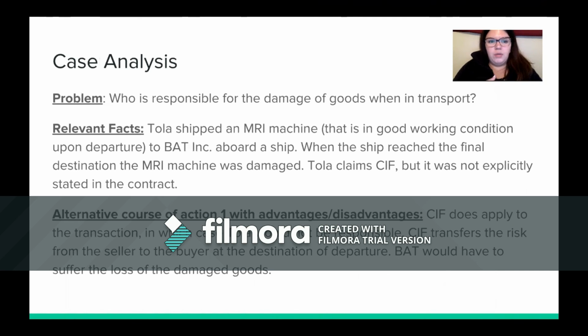But the case. So the main problem is who is responsible for the damage of the goods when in transport. Some relevant facts are that Tola shipped an MRI machine to America for BAT Inc. aboard a ship. When the ship reached the destination, the MRI machine was damaged, and Tola tried to claim CIF, but it was not explicitly stated in the contract. So one alternative course of action would be that CIF does apply to the transaction, and in this case, Tola would not be responsible. CIF transfers the risk from the seller to the buyer at the place of departure, and BAT would have to suffer the loss of the damaged goods.